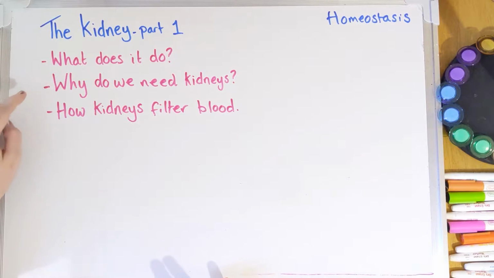I'm going to be splitting this up into two videos because the kidney is quite involved. So today we're just going to be looking at what the kidney does generally, why we need them, so what the function is in the body, and how kidneys filter blood through a process called ultrafiltration. So as always, grab some pens, grab some paper and follow along with me.